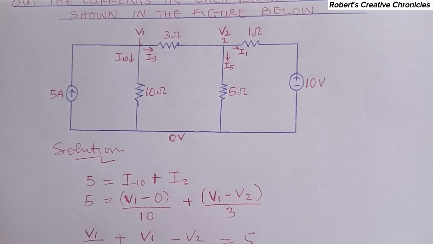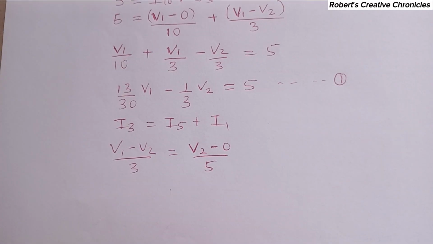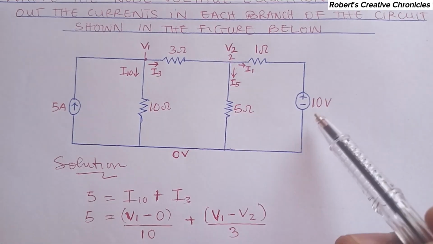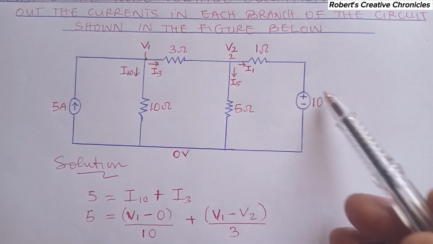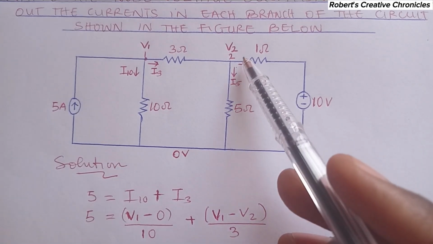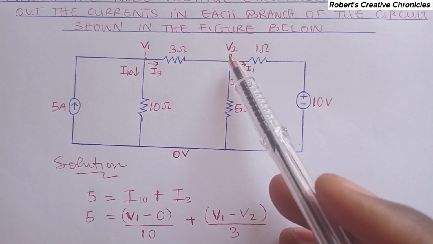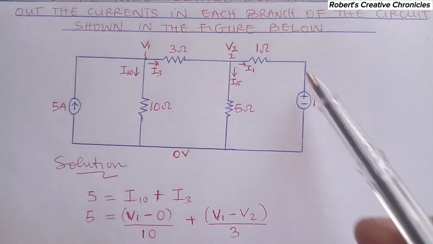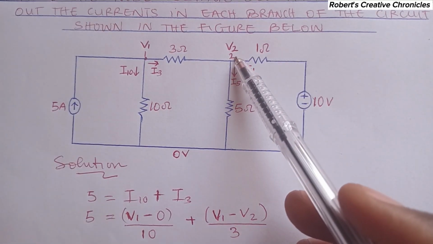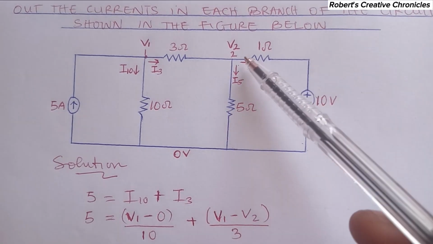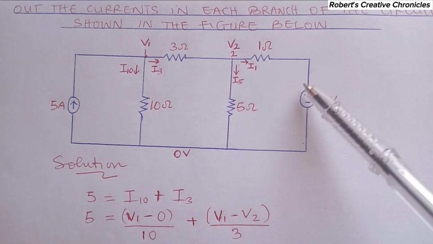Then I1 is what? I1 is V2. Now there's a voltage here. If there was no voltage here, it would have been minus 0, which is the reference node. But since there's a voltage here, it's now V2, and this is flowing from V2 to 10. That means this 10 is at a lower potential than V2. But when we solve it, we will actually know whether the current is actually flowing from V2 to 10.